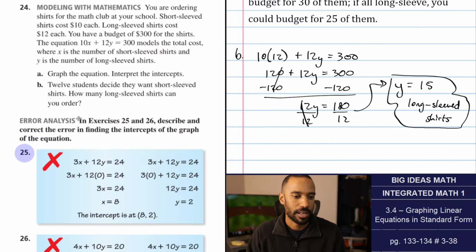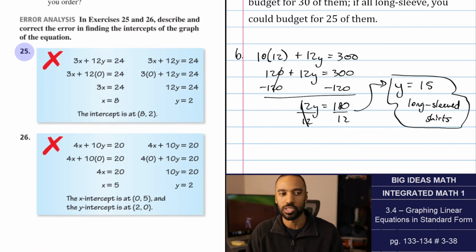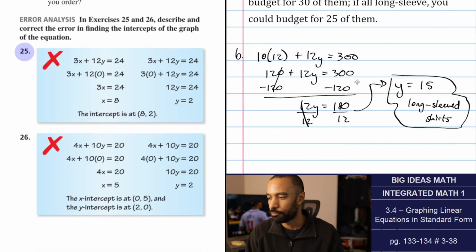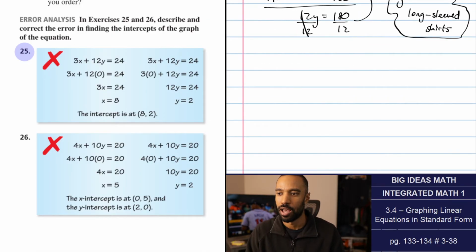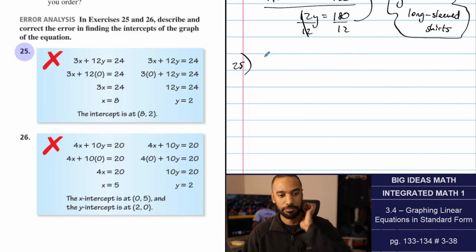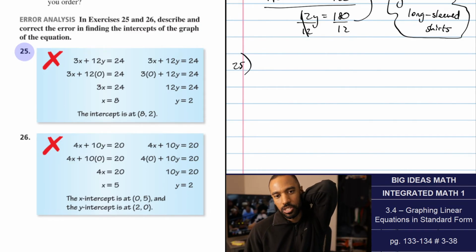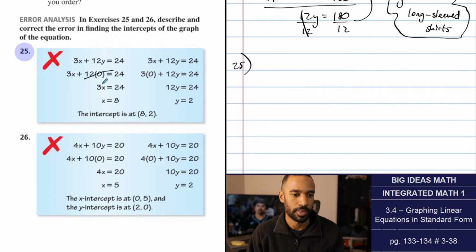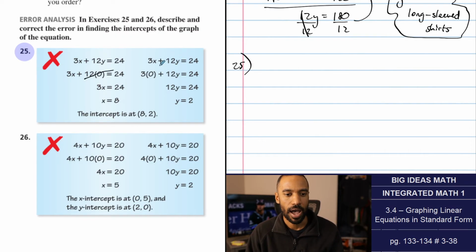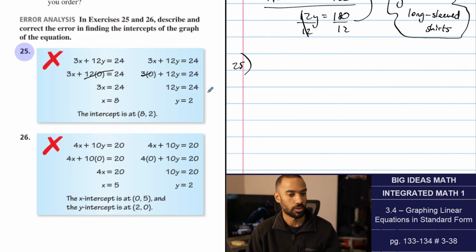Okay, we have error analysis on numbers 25 and 26. Describe and correct the error in finding the intercepts of the graph of the equation. So we're not graphing. Now, they found an x-intercept by setting y equal to 0, and they solved correctly. They got x equals 8. Look at the math. It actually pans out. And for the y-intercept, they set x equal to 0, and then they solved this equation. They got y equals 2. That's all good. They said the intercept is at 8, 2.